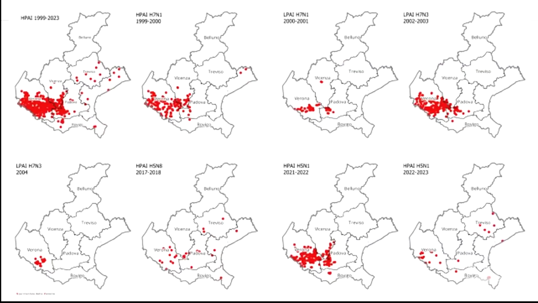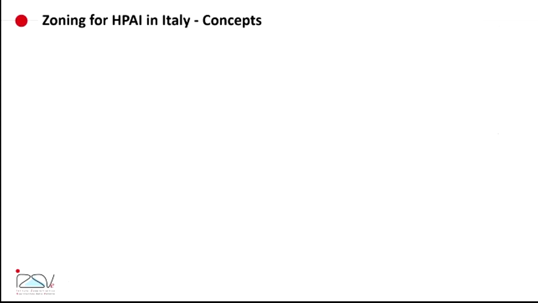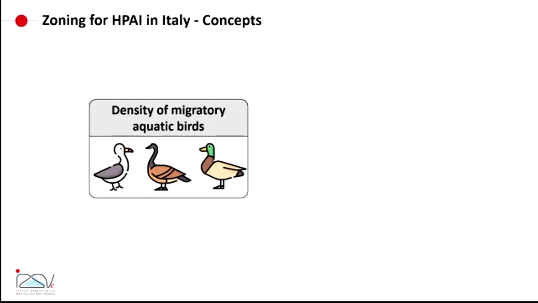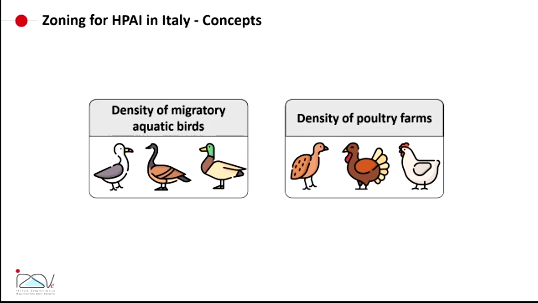So we have just the Veneto region here, and you can see the cumulative number of cases between 1999 and 2023, by epidemic. Essentially, the same zone is always affected when we have avian influenza. So we have this situation, and we start with a concept. We should draw some areas that take into account the density of migratory aquatic birds, ducks and gulls, and also areas that have a high density of poultry farms. Those are the basic concepts behind the definition of our zone.